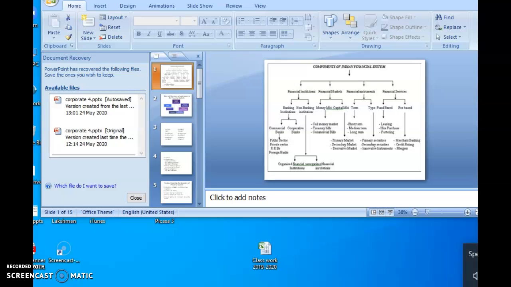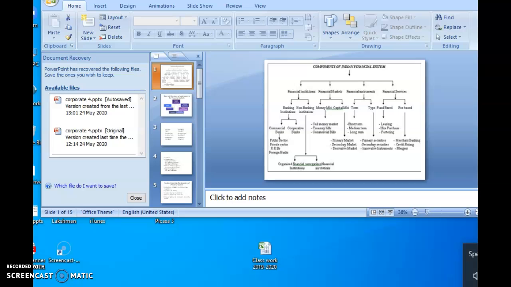Coming to the organized financial institutions, we have development banks and financial institutions. Coming to the unorganized financial institutions, we can say non-banking financial companies come under the unorganized sector. Coming to the financial markets, a market is a place where both demand and supply take place.